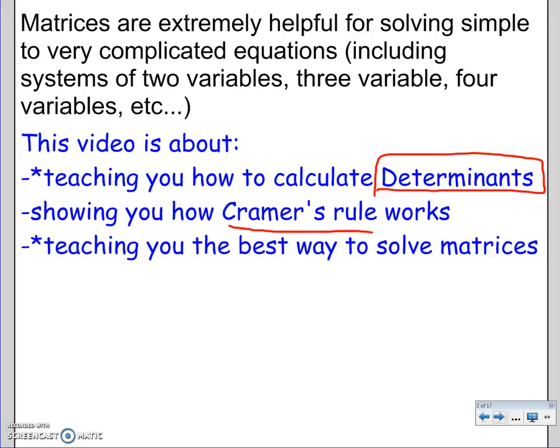I'm going to show you. You don't have to know how to do it. It's just one way. But the last one, I'll teach you the best way to solve matrices. So this beats Cramer's method. Alright, so just know what Cramer's looks like, but know how to do the best way.